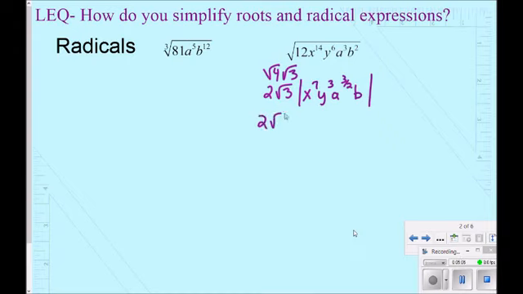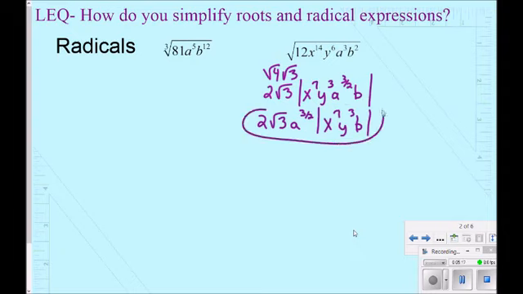So 2 root 3 a to the 3 halves can come out of the absolute value, and then the absolute value of x to the 7th, y to the 3rd, b to the 1st stays inside the absolute value.